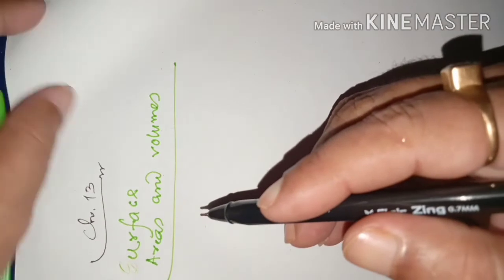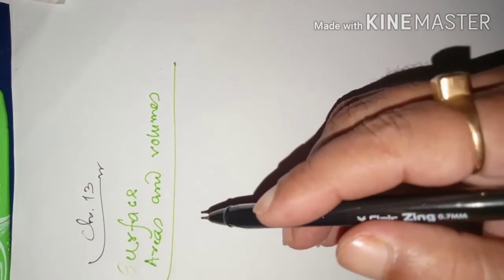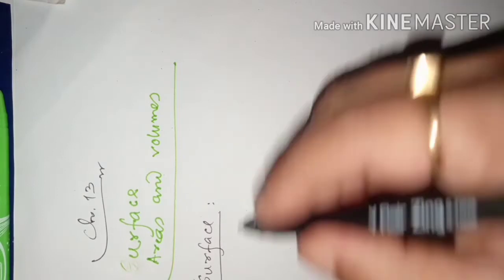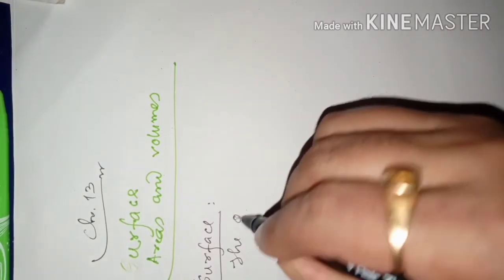Good morning, dear students. Today we are with a new topic, that is chapter number 13, the surface areas and volumes. First of all, let us know what is the meaning of surface. Surface is what? The outer covering of a body. The outer cover.